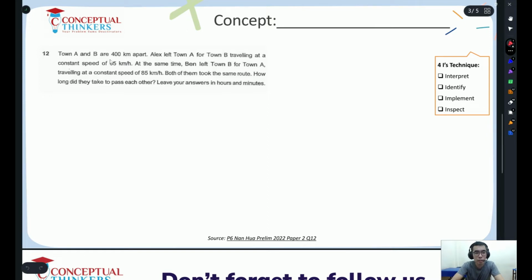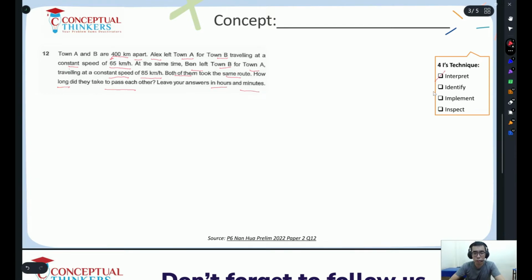Now, Town K and Town B are 400 km apart. So Alex left Town K for Town B traveling at a constant speed of 65 km per hour. Now at the same time, Ben left Town B for Town A traveling at a constant speed of 85 km per hour. Now both of them took the same route. Okay, so how long did they take to pass each other? So they want to know the duration, and you must leave your answer in hours and minutes.